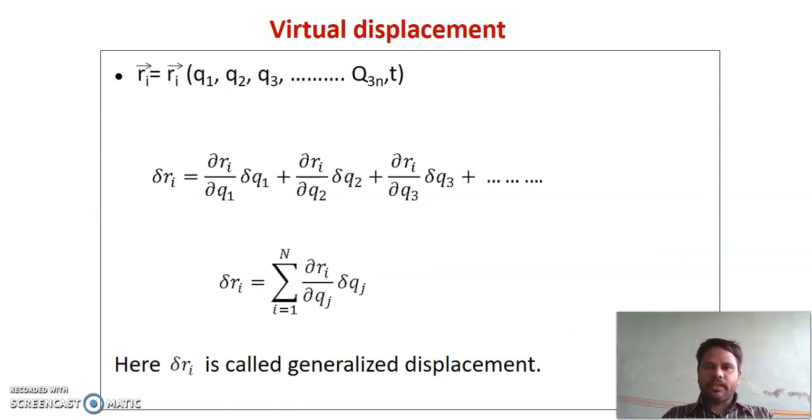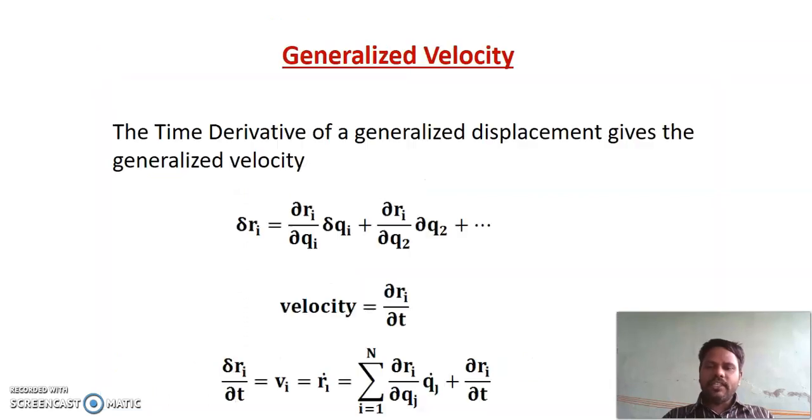Virtual displacement. In the previous session, we learned what virtual displacement means. The position vector in terms of generalized coordinates is given by ri as a function of q1, q2 up to qn. Differentiating partially, this reduces to delta ri equals summation over j of dou ri by dou qj delta qj. This is an expression for generalized displacement.